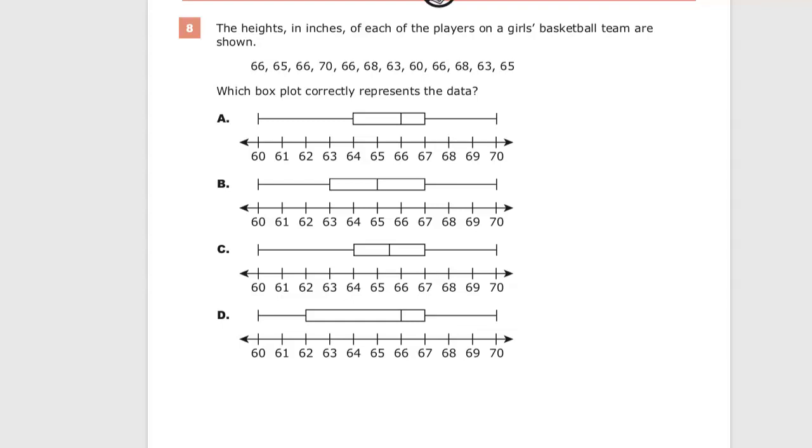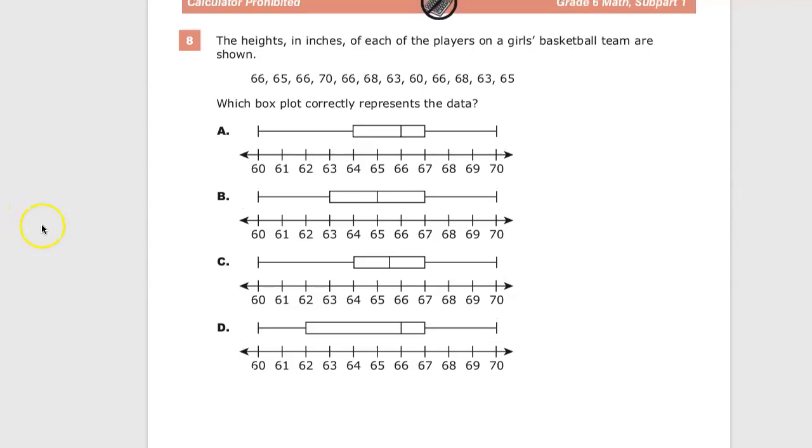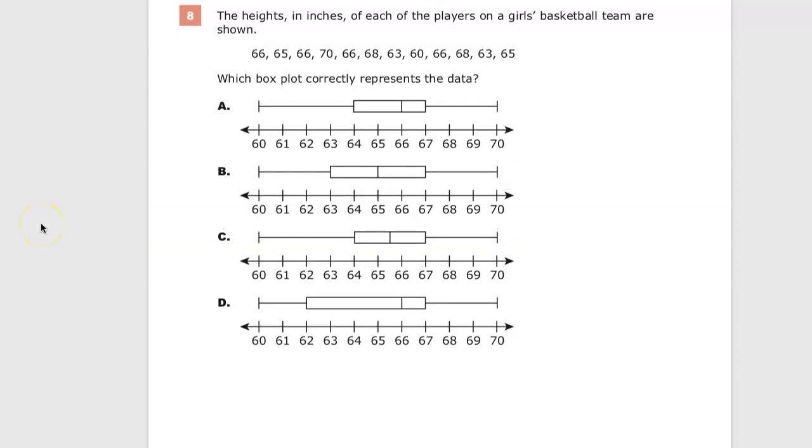This is the grade 6 math practice test for TNReady. Question number 8. The height in inches of each of the players on a girls' basketball team are shown, and they give you the list of numbers. Which box plot correctly represents the data?